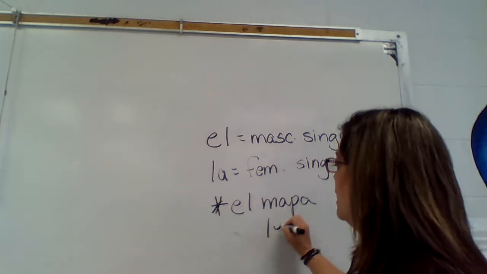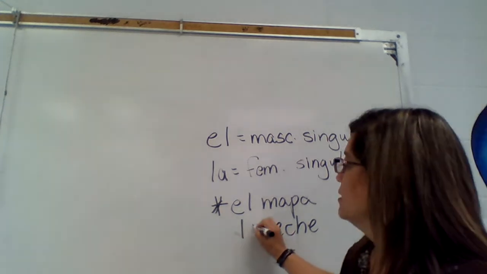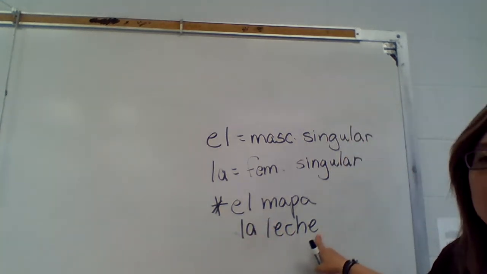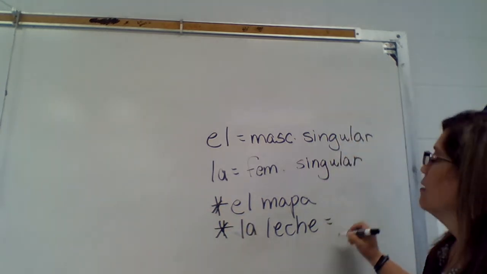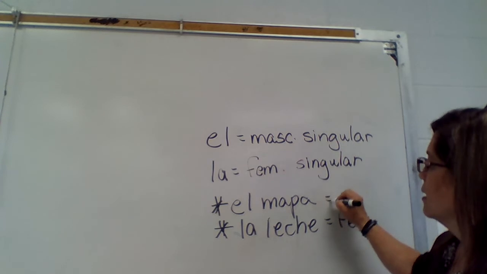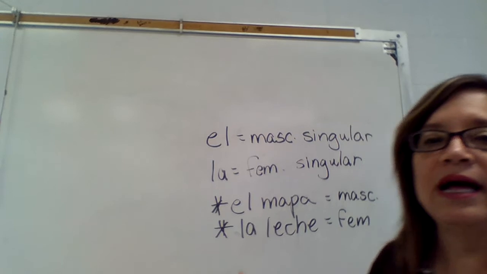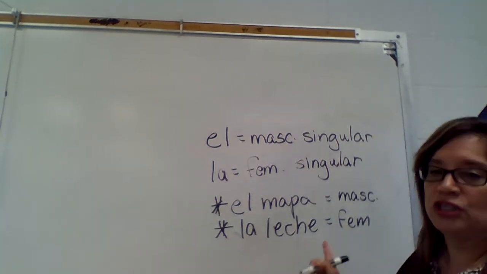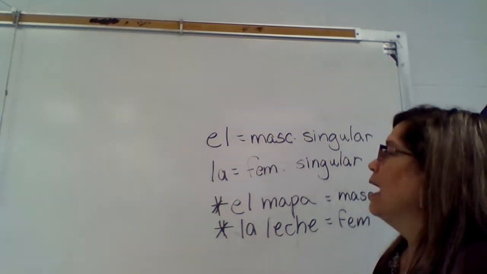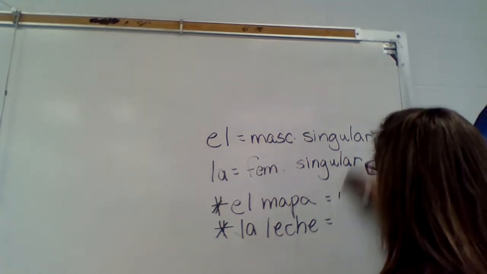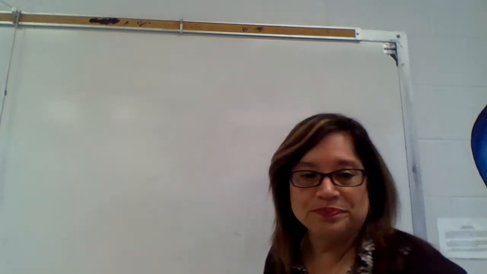Another exception will be leche. Mapa is map, leche is milk. As an example, we see la leche. It should be masculine, but again, you see, it's an exception to the rule. It's feminine. So again, these articles, el and la, will tell you also the gender of the noun. That helps you.